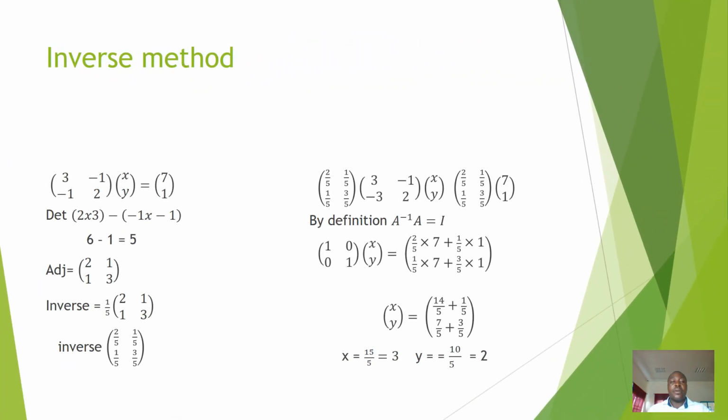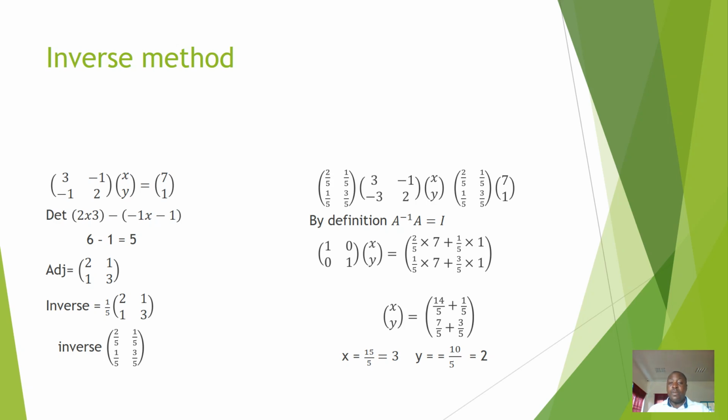Then lastly, we look at what we call the inverse method. We start with the same equation, but this time we aim to get the inverse. We shall get the determinant and the adjunct, then the inverse. Remember we said 1 over determinant times the adjunct, and we come up with 2 over 5, 1 over 5, 1 over 5, 3 over 5. Do the same, pre-multiply the inverse on both sides. So we shall have the inverse multiplying on the left, and after the equal sign also the inverse is pre-multiplying 7, 1.